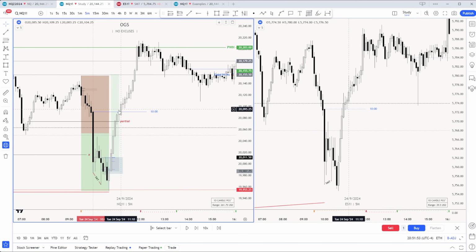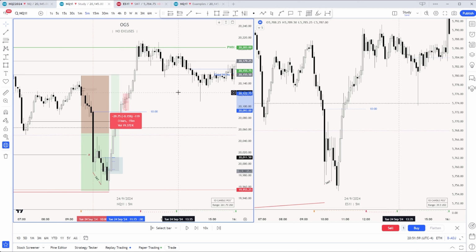You guys probably saw in chat, I closed around this level. I don't want to bust my consistency target on Apex before I can get to that payout that we're going to have at the end of September.